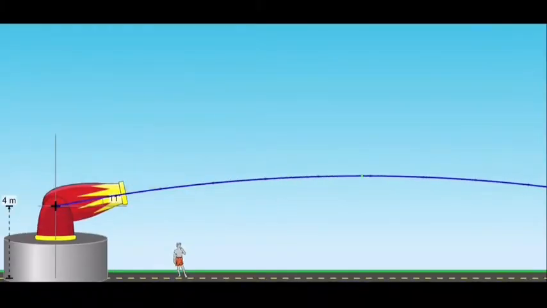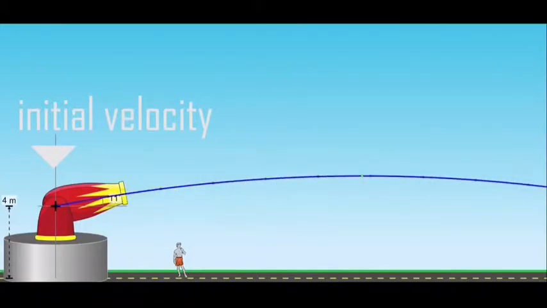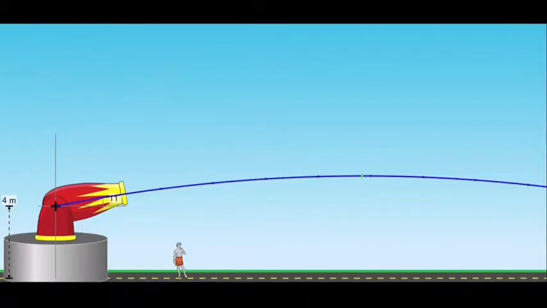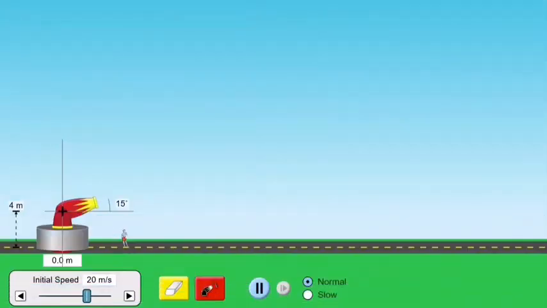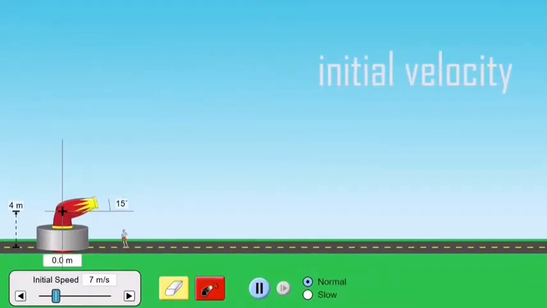To answer this, we'll use a simulator. The first force that helps it fly is its initial velocity. It makes an unbalanced force pushing the object in the opposite direction. The distance traveled will mostly depend on this force. Here, we have a short demonstration on how initial velocity affects the distance traveled by the projectile.